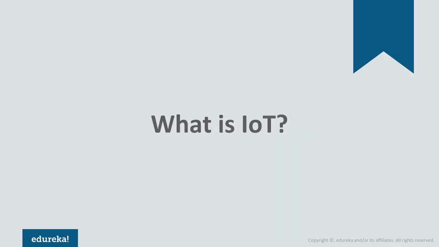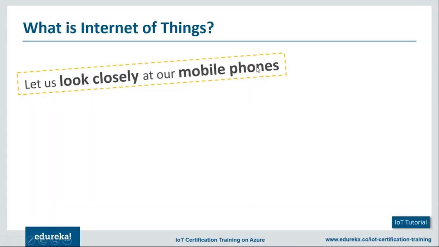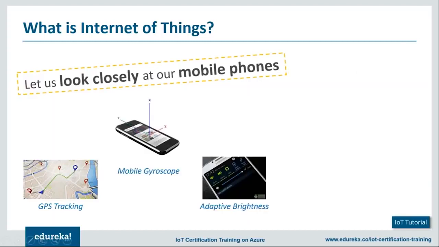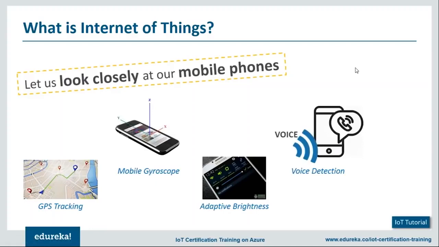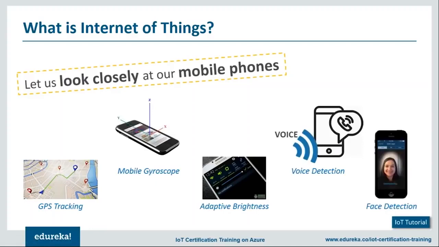What is Internet of Things? Now, to help you understand what is Internet of Things, let's look at an example of our mobile phones first. Our mobile phones have GPS tracking. They also have a mobile gyroscope. You have adaptive brightness which gets adjusted based on the light falling on it. You have voice recognition, and you also have face detection which identifies who is the user.